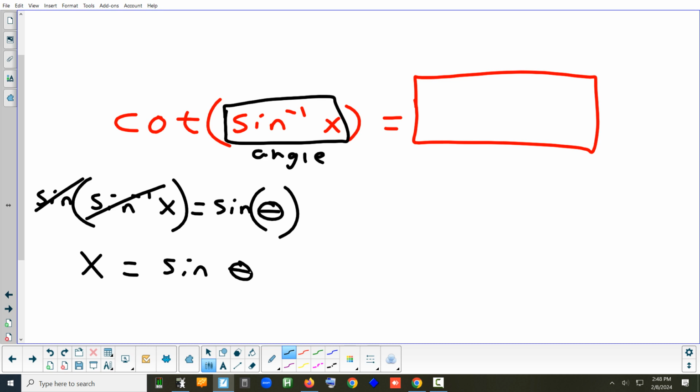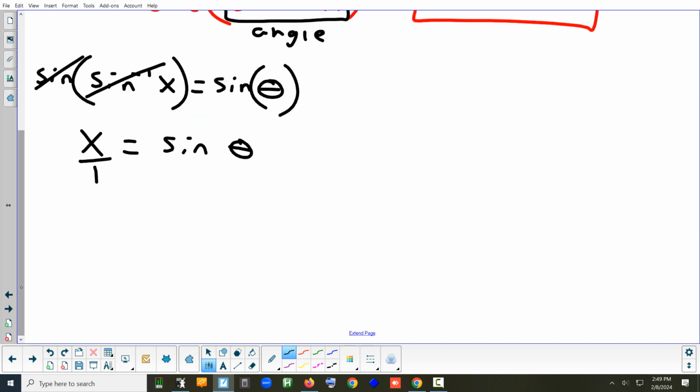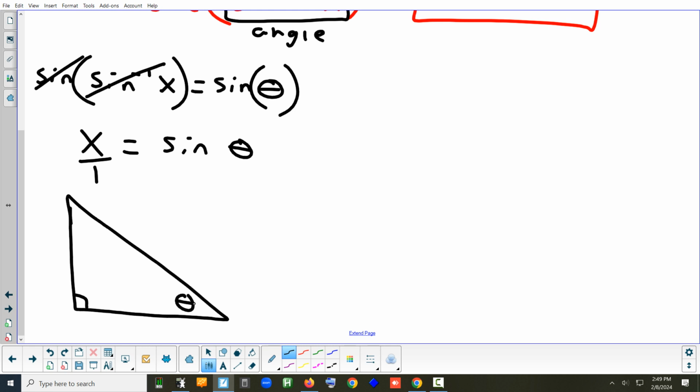We're going to want to think of that x as a fraction though. So how can I make x a fraction? Put it over 1. And now we can draw a right triangle diagram. So put theta in the diagram. It just has to be one of the acute angles.